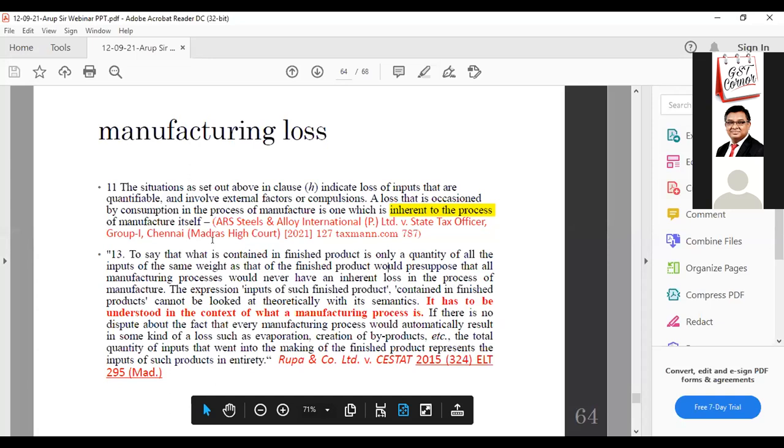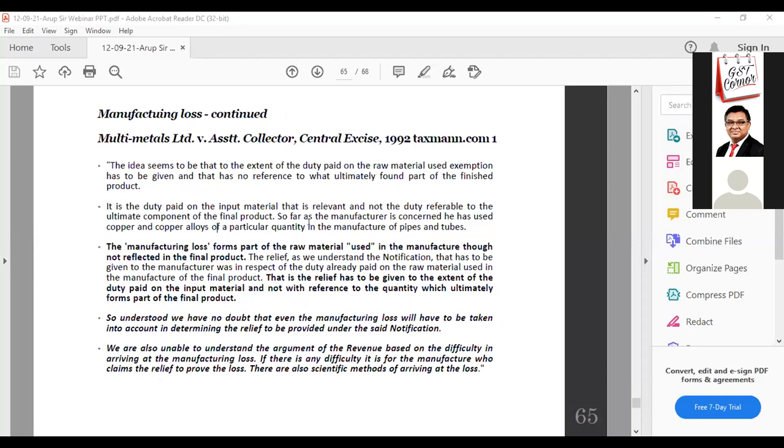A similar view has been taken in the matter of Multi-Metals and Eastern Collector of Central Excise, wherein they have said that the manufacturing loss forms part of the raw material used in the manufacture, though not reflected in the final product. Since I received a notice in this relation a few days back, and post the receipt of this particular order, I could actually quote all these judgments. And I could go through these ratios and understand that loss in a manufacturing process means that the input has already been used. Why?